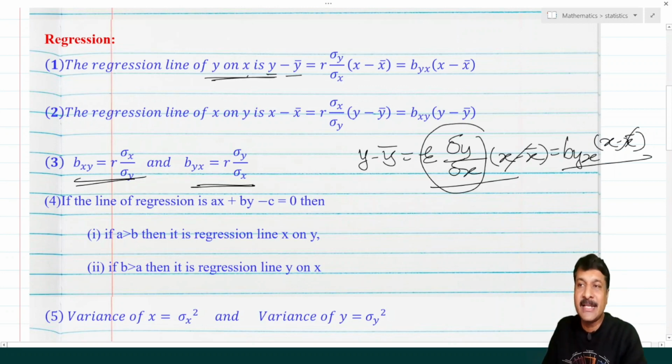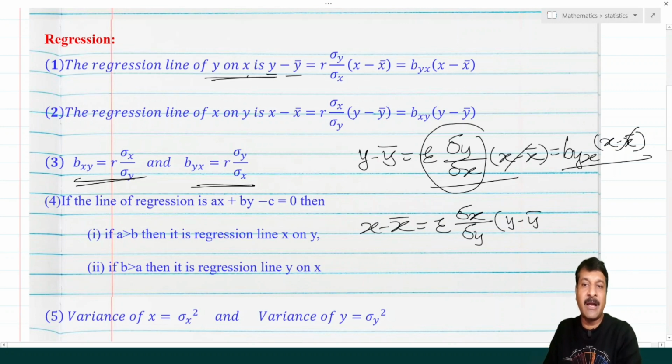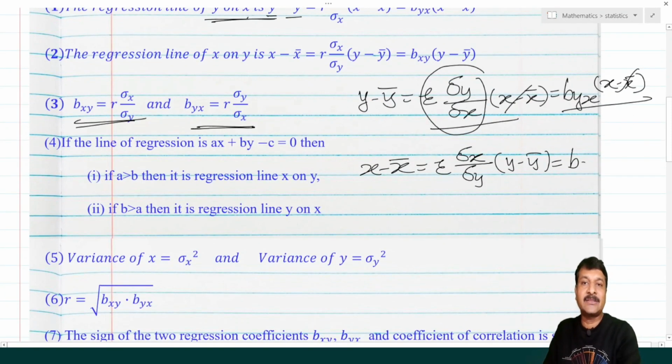Similarly, if we interchange x and y, we will get regression line x on y. So that is x minus x bar equal to r sigma x by sigma y into y minus y bar, x on y. So x on y is x minus x bar equal to b of xy into y minus y bar. So how to find y bar? y bar is the mean, summation of yi divided by n, maybe small n or capital N.